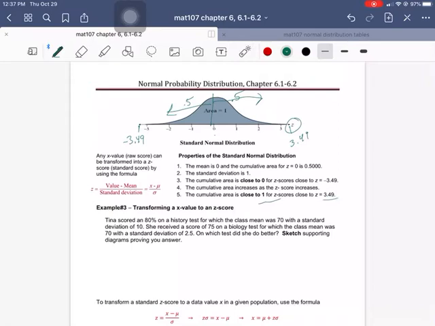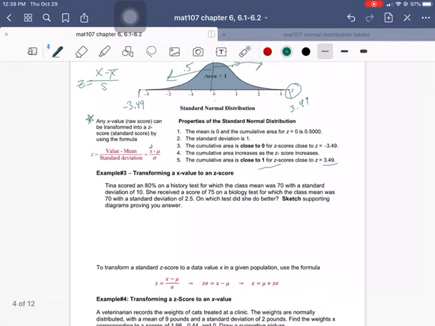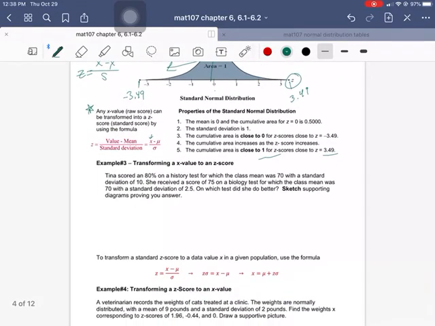All right, this is the important part: any raw score can be transformed into a z-score, or standard score, by the following formula. You take your one particular value and subtract the mean, over the standard deviation. So these would be the population symbols. You can also refer to the sample as well to get a z-score. Okay, so let's look at a couple examples here.